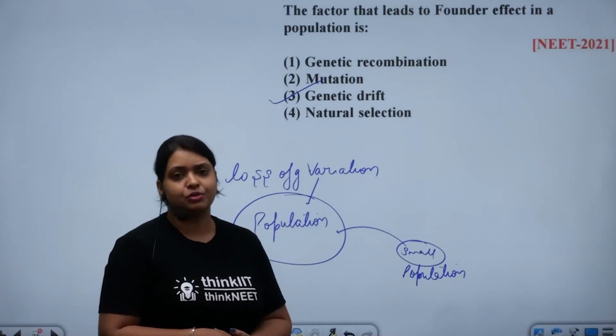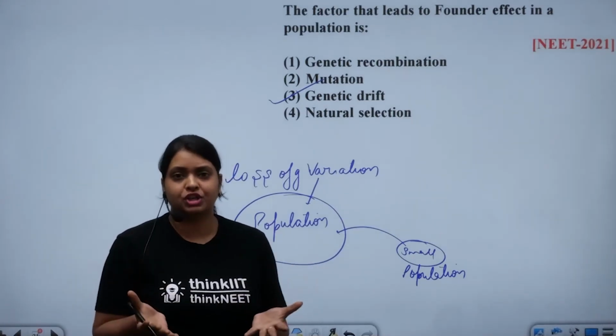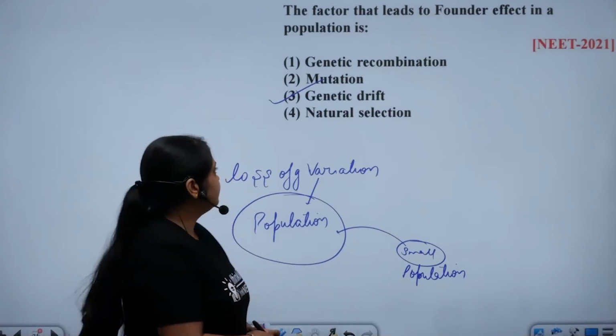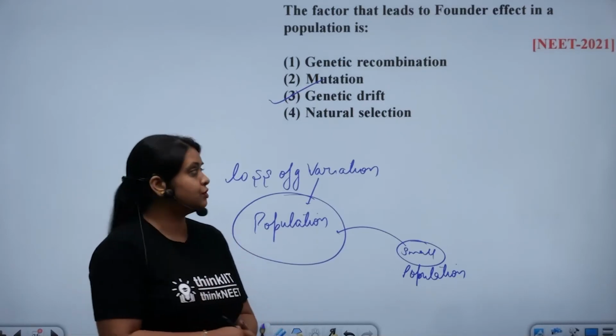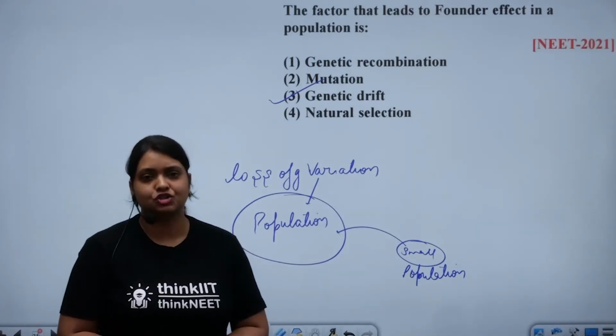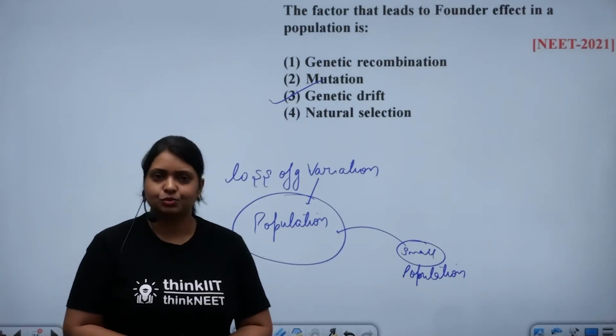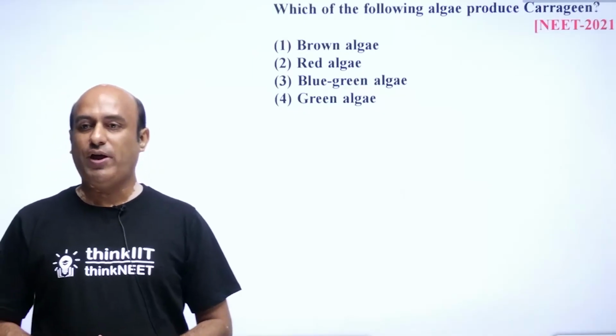We can't say that mutation always occurs in a population altogether. And the last, natural selection, is not leading to founder effect. So the correct answer for this question is option number 3, that is genetic drift. Thank you.